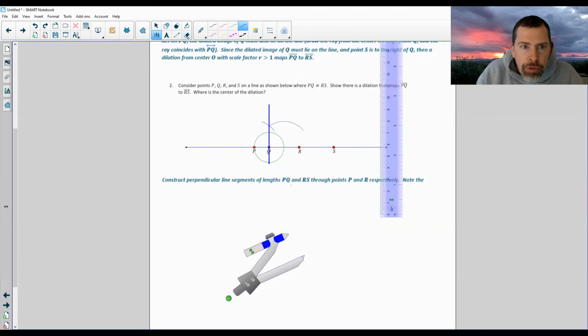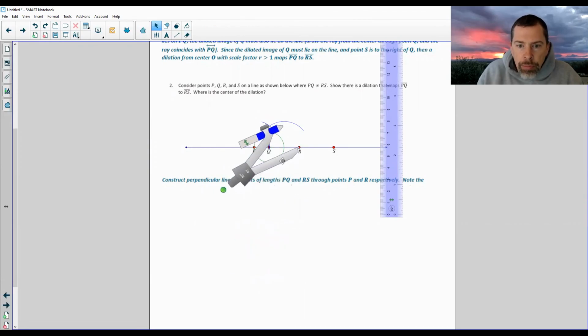And that arc and that segment should be a perpendicular. Okay, so let me just erase that. I don't want it going beyond Q. So there is a segment. And then if I shorten it to here, let me erase that. I should have only gone to the circle. There is a segment of length PQ perpendicular to the line. Then I repeat that process again.